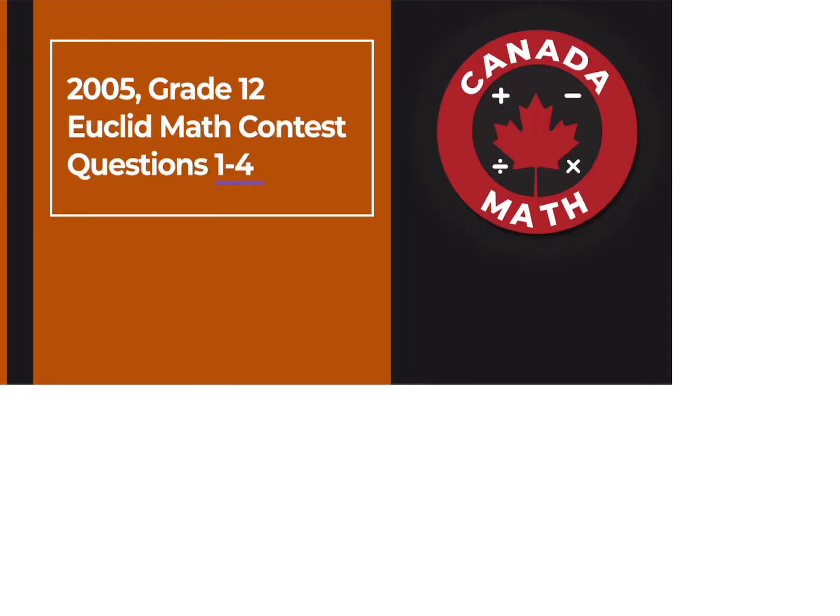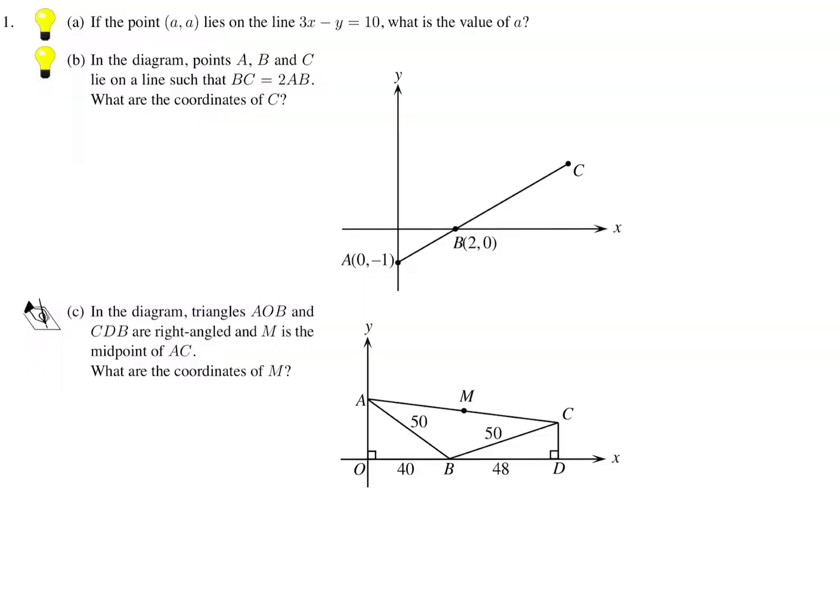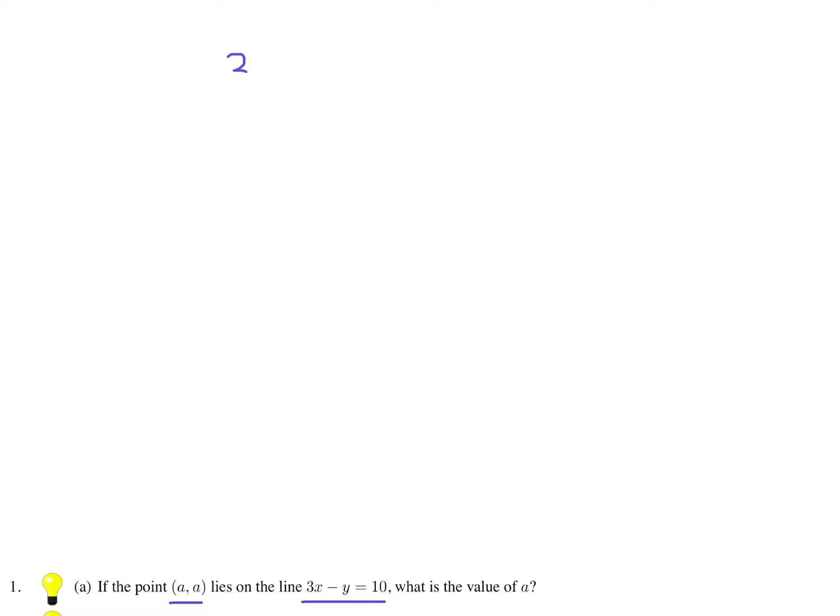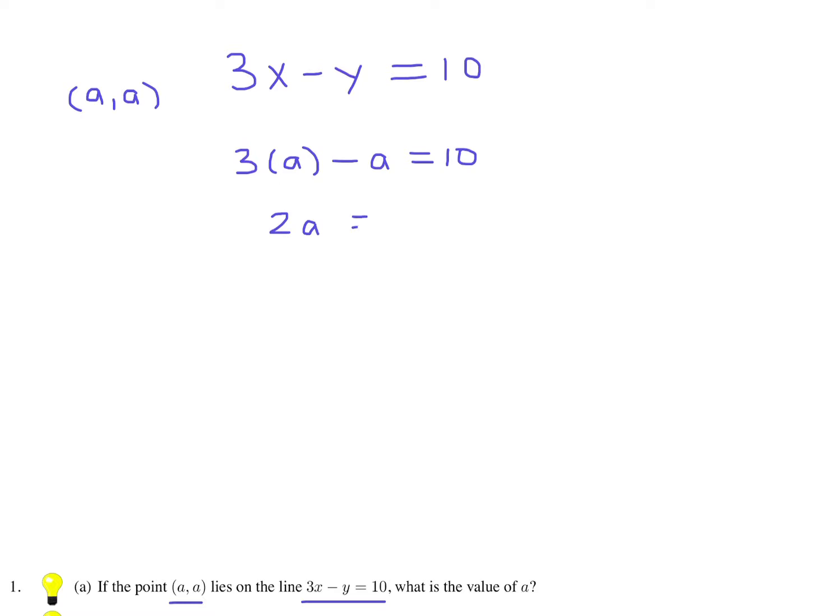Questions 1 through 4 on the 2005 grade 12 Euclid math contest. If the point (a, a) lies on the line 3x minus y equals 10, what is the value of a? 3x minus y is equal to 10. The point is on that line, so we can substitute a for our x value and for our y value. Therefore we get 3a minus a, and that gives me 2a is equal to 10, and therefore a is equal to 5.